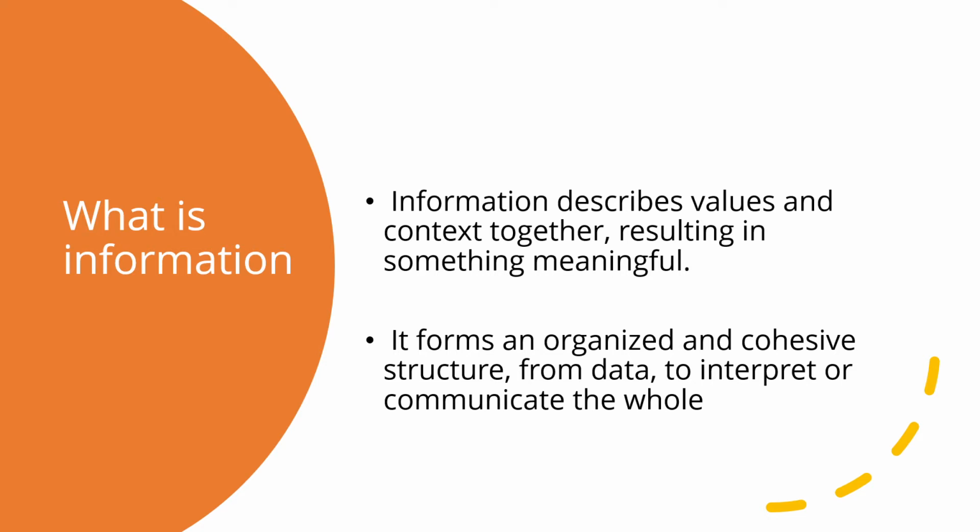So what is information? I put a very simplified definition of information, so it will be easy for you to understand. The information describes values and context together, resulting in something meaningful. It forms an organized and cohesive structure from data to interpret or communicate the whole. So it is different from data. There is a difference between information and data. I will make a separate video on them.